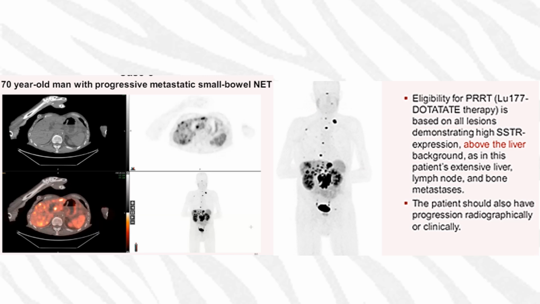Patient should also have progressive disease, radiographically or clinically, to assess that a little better. And you can see here all the uptake in the patient's liver. So this is the CT by itself, this is the PET by itself, and then down here you have the fused images.